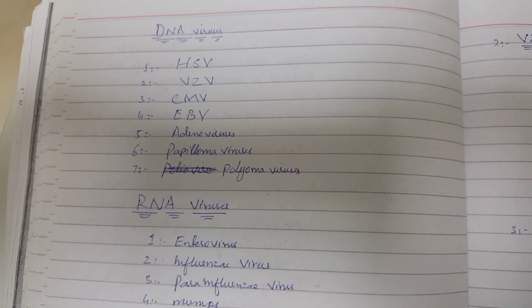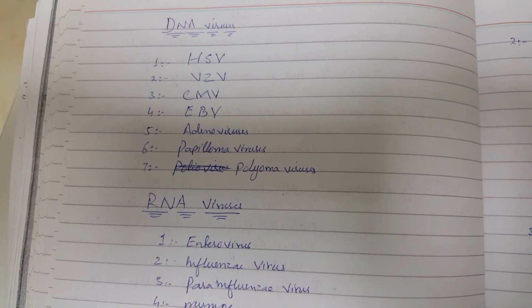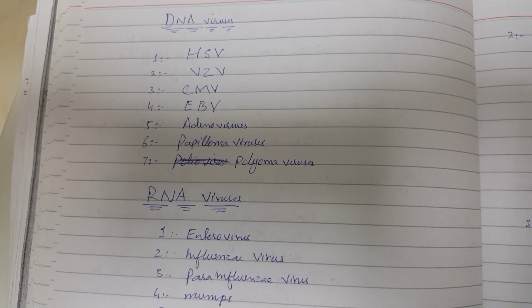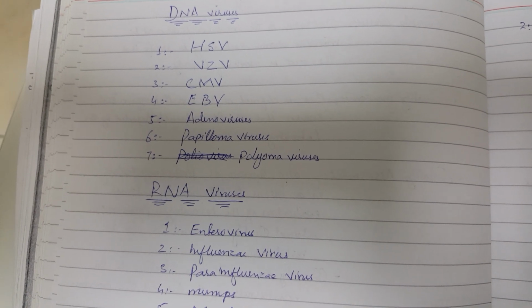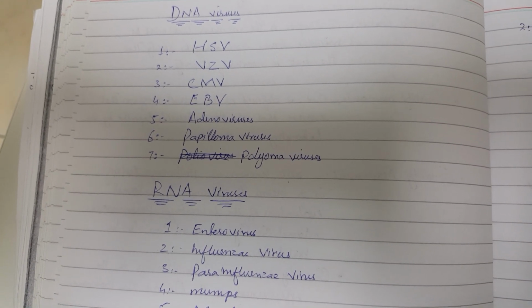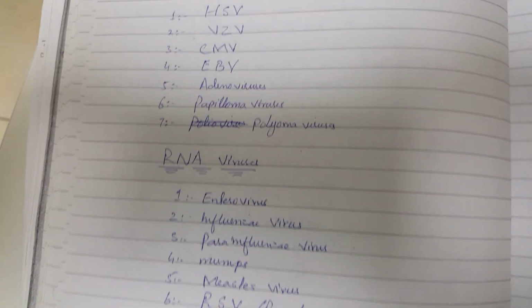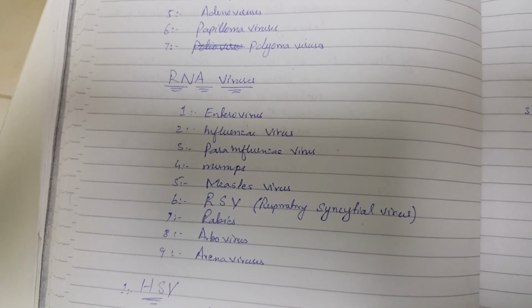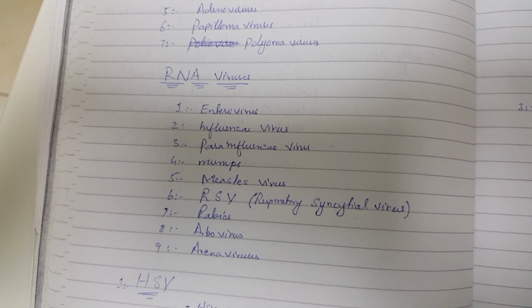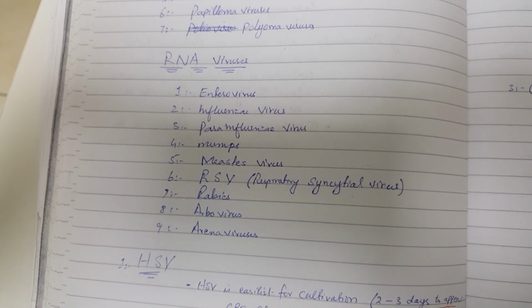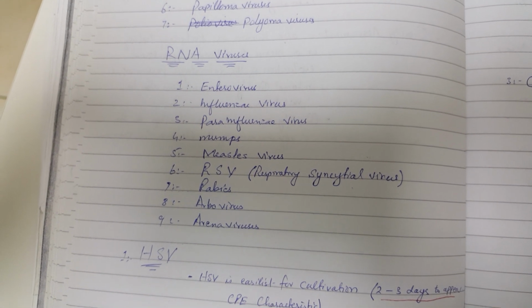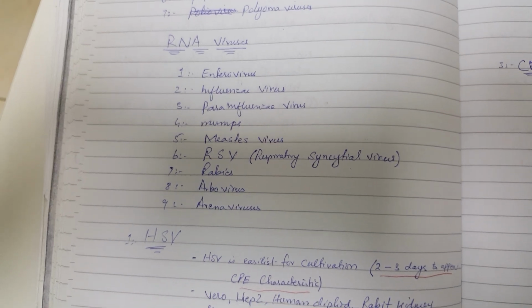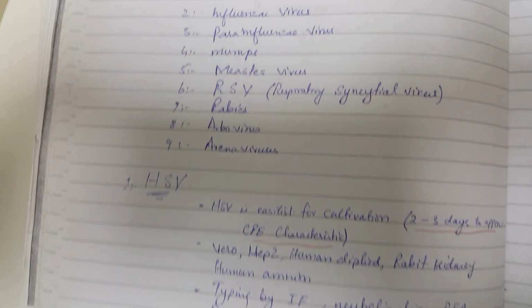In the DNA viruses: herpes simplex viruses, Varicella zoster virus, cytomegaloviruses, Epstein-Barr viruses, adenoviruses, papillomaviruses, and polyomaviruses. And RNA viruses: enteroviruses, influenza viruses, parainfluenza viruses, mumps, measles, respiratory syncytial viruses, rabies, and arboviruses. First, we will explain the DNA viruses.